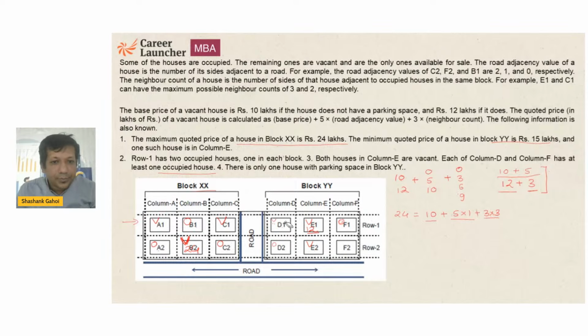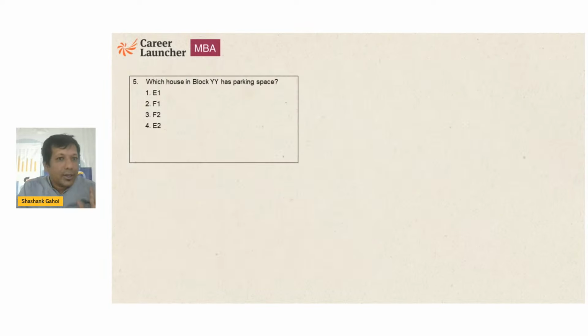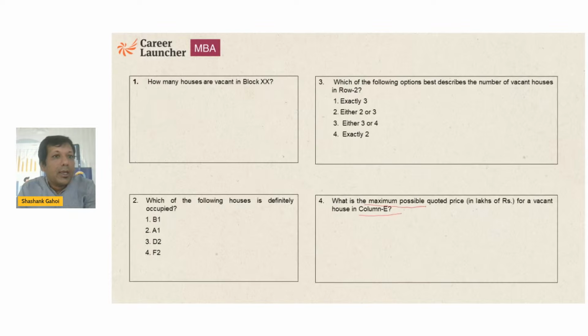Now, I am going to do the questions and figure out the answers. The last question: which house in block YY has a parking space? That we have already figured out, because any house that has a base price of 12 must have a parking space. So this is clear.